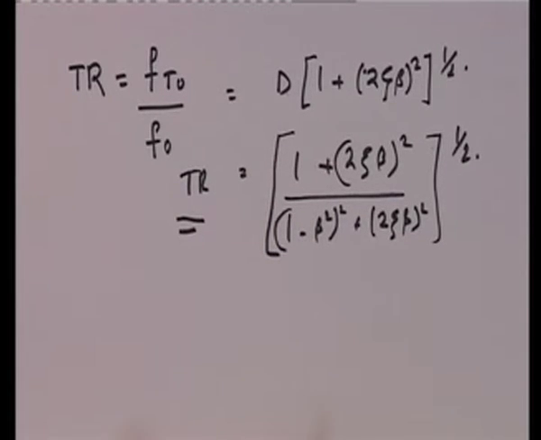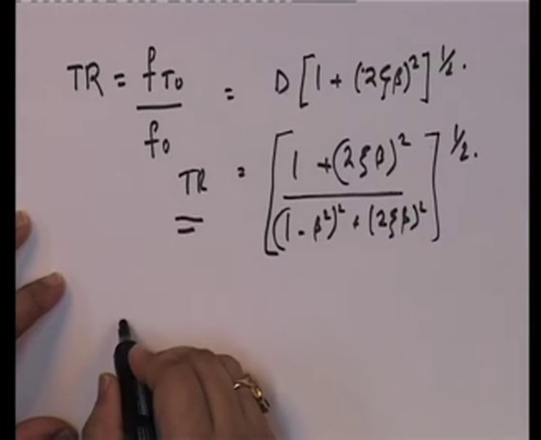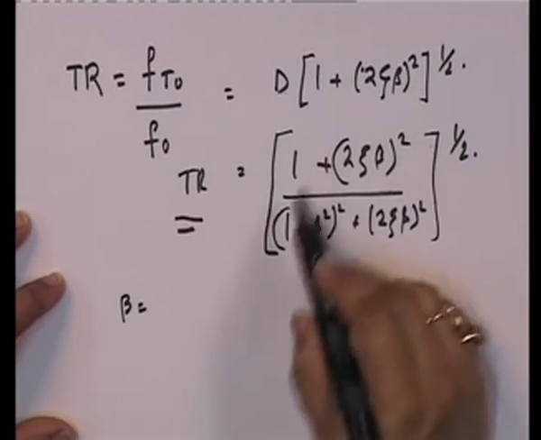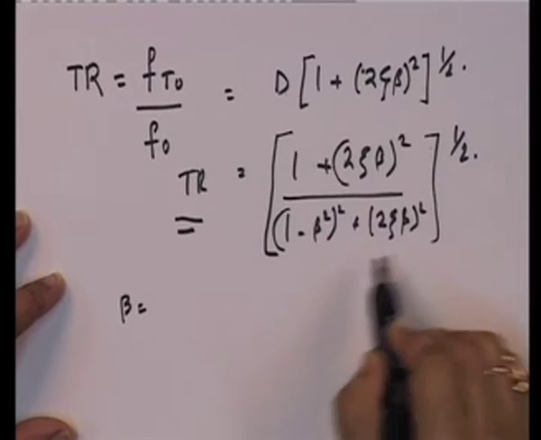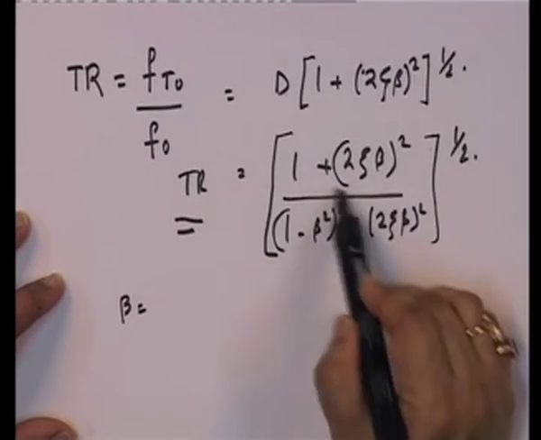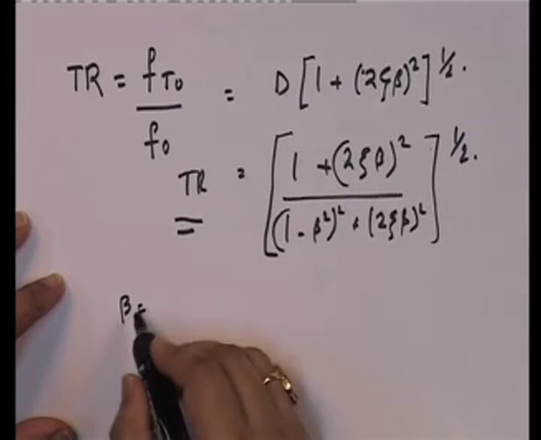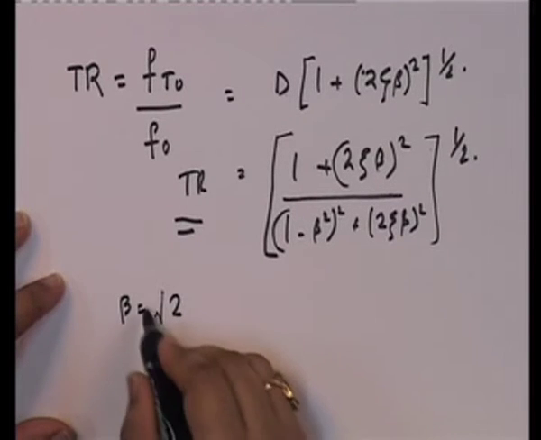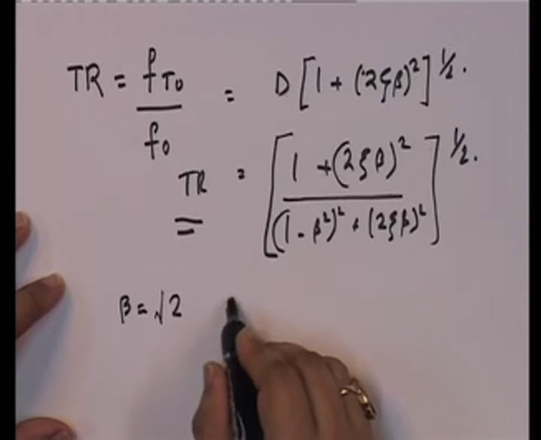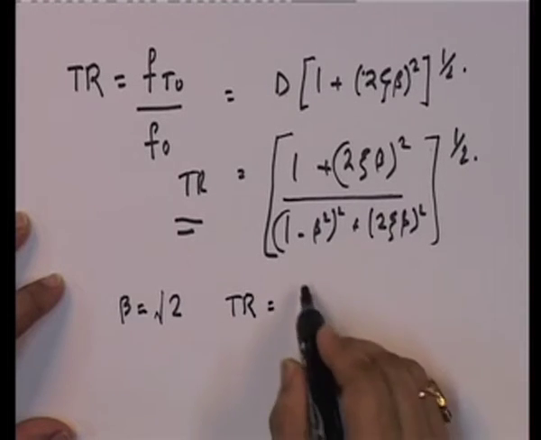Very, very interesting. Let us see something. Let us plug in beta. If you look at this, for small zetas, this almost looks like the dynamic amplification factor with an additional term on the top. But let us look at a particular situation. Beta is equal to root 2. If beta is equal to root 2, then what do I get the transmissibility ratio to be equal to?